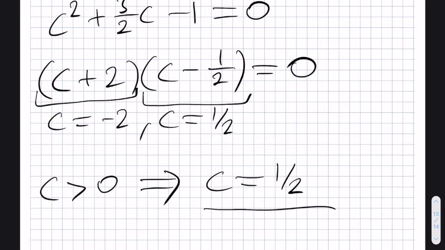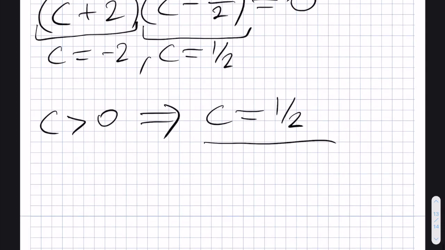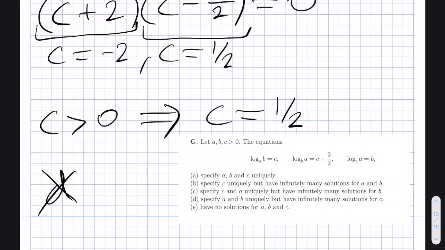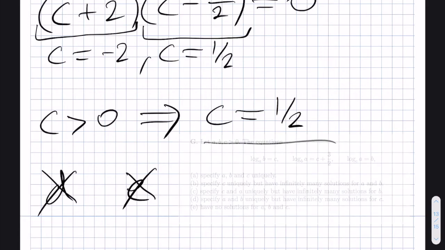This rules out some of the answers. For example, we cannot have the answer D, and we kind of can't have the answer E as well. However, we need to be careful about E, because we may have a solution for c, but we might not have any solutions at all for a and b. And in that sense, if that were to occur, then possibly E might be correct.